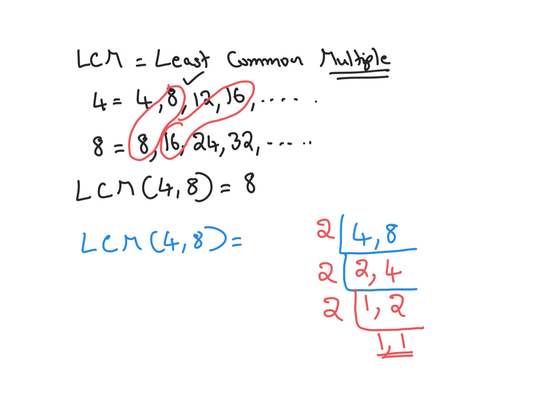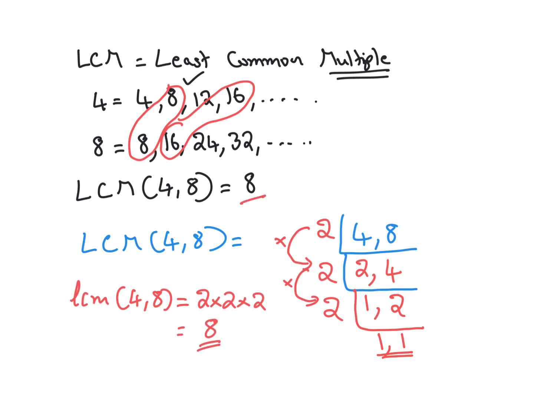Now the LCM of 4 and 8 is, you simply multiply these. 2 times 2, 4, 4 times 2, 8. 2 times 2 times 2, which is 8. You see, in both the cases, we land up with the same answer. So this is a simpler way of finding the LCM of whether 2 numbers or 3 numbers or even 4 numbers. The method remains the same. Do you get it now?